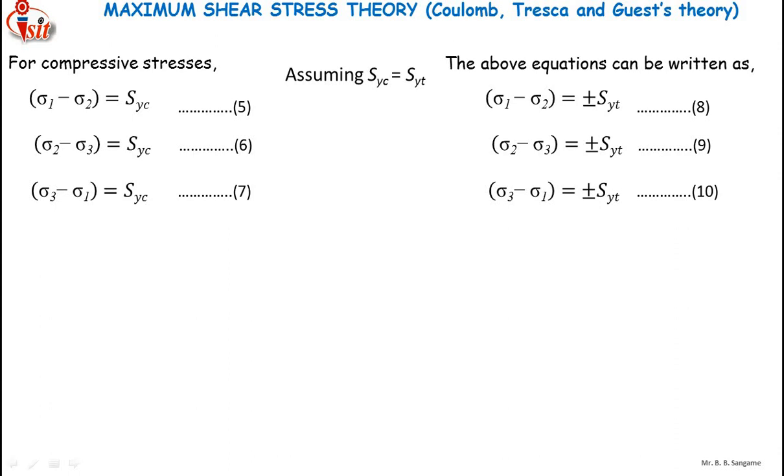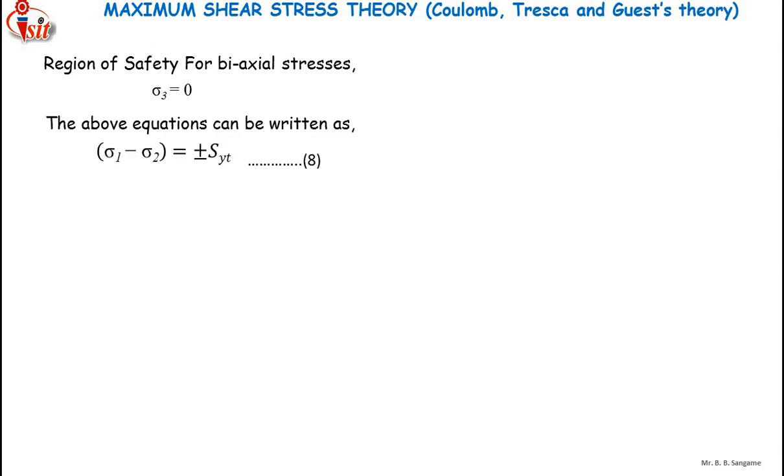Here I am going to plot the safe area. To plot the region of safety for biaxial stresses, we have already discussed the triaxial stresses. So here I am going to assume that sigma 3 is equal to 0 for the biaxial stresses. The above equation can be written as sigma 1 minus sigma 2 is equal to plus or minus SYT, that is yield strength in tension. Similarly, sigma 2 will be equal to plus or minus SYT, because sigma 3 is 0, and sigma 1 is equal to plus or minus SYT.